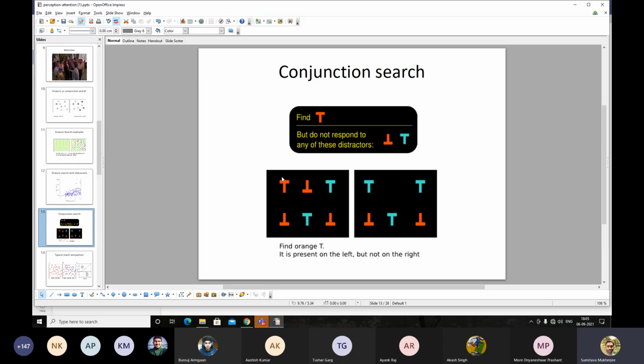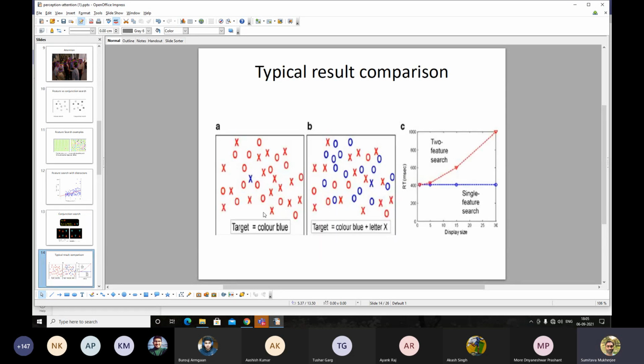Now only when both of these two match, then it's a success. The problem is because the color overlaps, or even because the structure overlaps, I am going to find it harder. And that shows up in my response times.